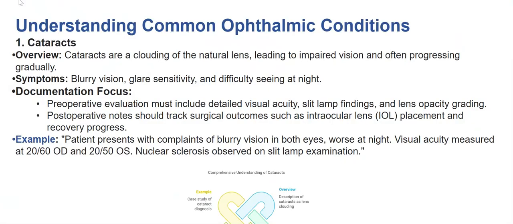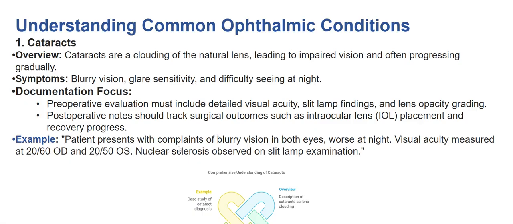Now, the key points here: understanding common ophthalmic conditions. For instance, we'll start with the cataracts, very common. Overview: cataracts are a clouding of the natural lens, leading to impaired vision and often progressing gradually. Symptoms: blurry vision, glare sensitivity, and difficulty seeing at night. Documentation focused preoperative evaluation must include detailed visual acuity, slit lamp findings, and lens opacity grading. Now, postoperative notes should track surgical outcomes such as intraocular lens placement, IOL placement, and recovery progress.